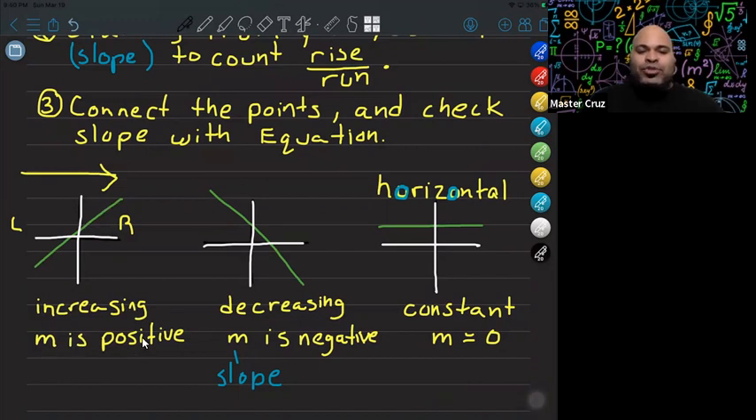M, remember, is slope. If I'm moving from left to right along the line and my cursor is moving down, or your pencil is moving down, then you're decreasing, which means the slope is going to be negative when you see the equation. And if you see a horizontal line, well, the word horizontal has two zeros in it. Therefore, this is called constant because it's not increasing or decreasing, and the slope equals 0. We will see an example of all of these.